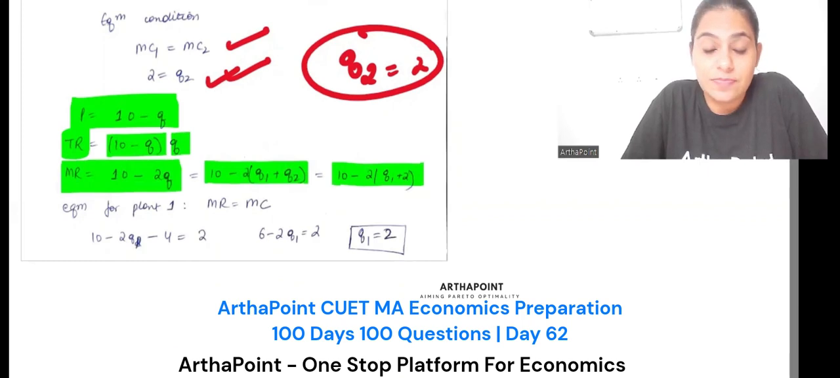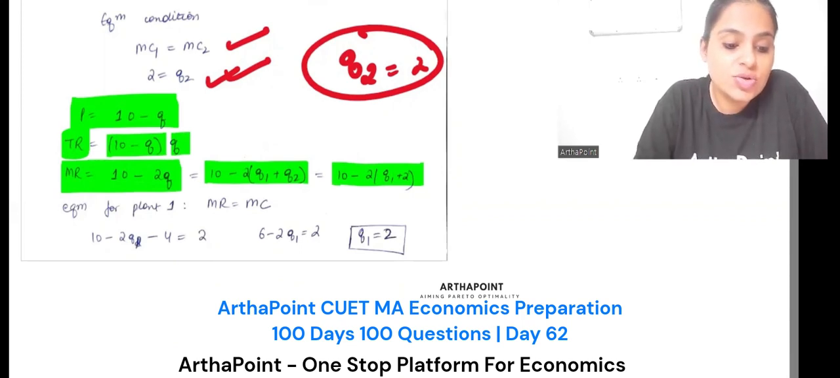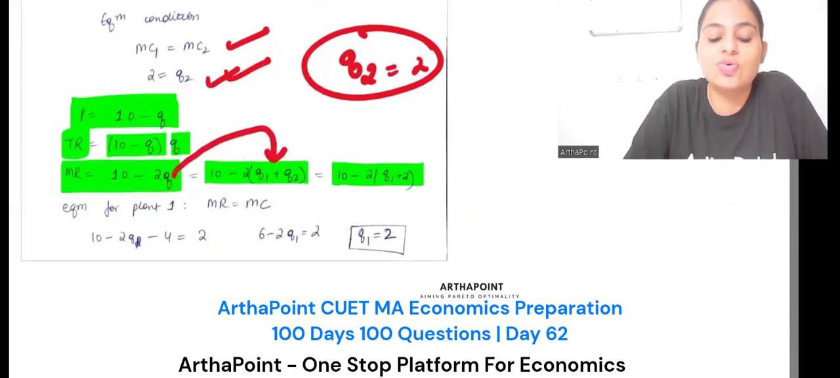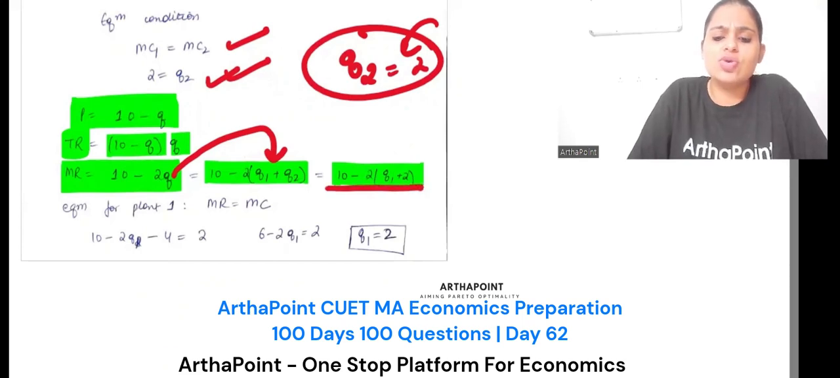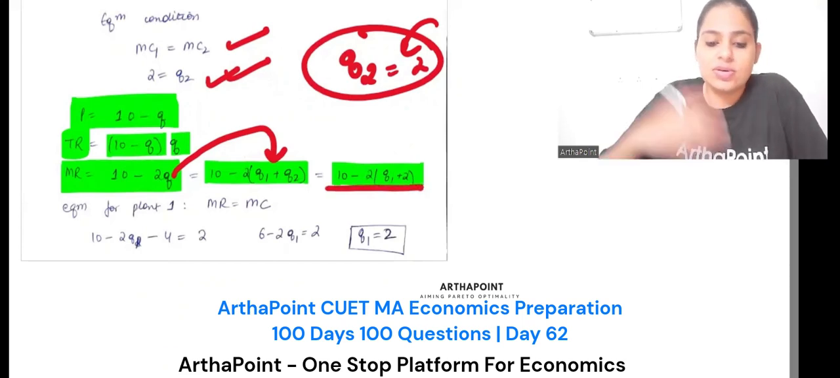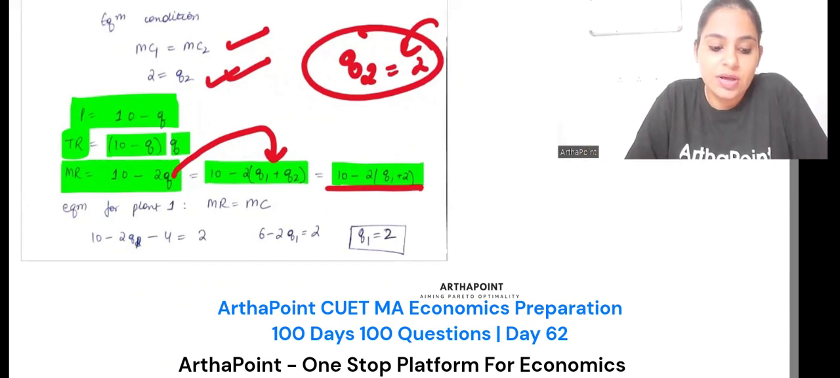Now make sure, marginal revenue is in terms of Q. Q is the total quantity. So instead of Q, I have written Q1 plus Q2. And Q2 I already know, it's 2. So instead of Q2, I have written 2. So I've got 10 minus 2 Q1 plus 2. In place of Q2, I've already written the value.